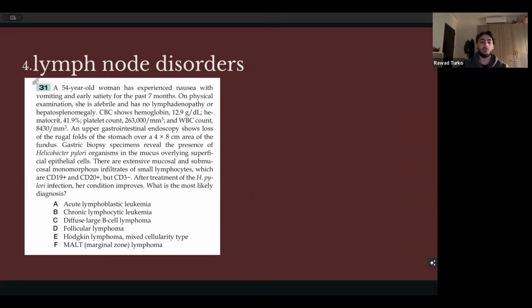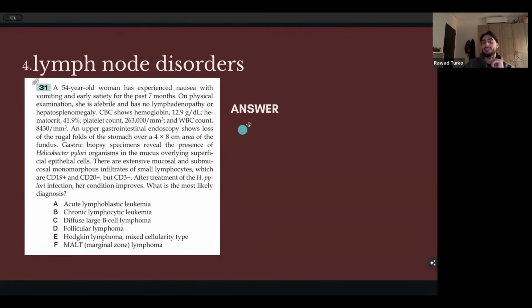A 54-year-old woman has experienced nausea with vomiting and early satiety for the past 7 months. On physical examination, she is afebrile and has no lymphadenopathy or hepatosplenomegaly. CBC shows hemoglobin 12.9. An upper gastrointestinal endoscopy shows loss of the rugal folds of the stomach over a 4 by 8 centimeter area of the fundus, whatever, H. pylori, right? Biopsy shows extensive mucosal and submucosal monomorphous infiltrates of small lymphocytes, which are CD19 positive and CD20 positive, but CD3 negative. After treatment of the H. pylori, her condition improves. What is this?